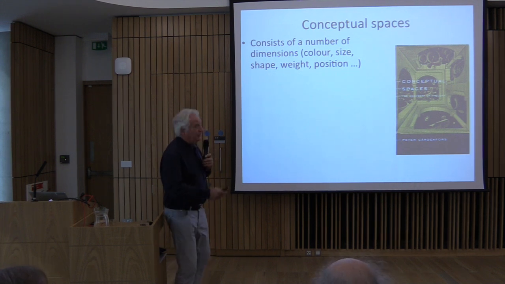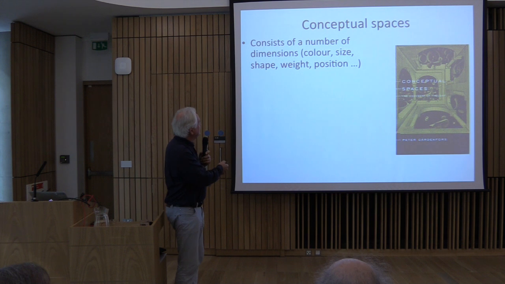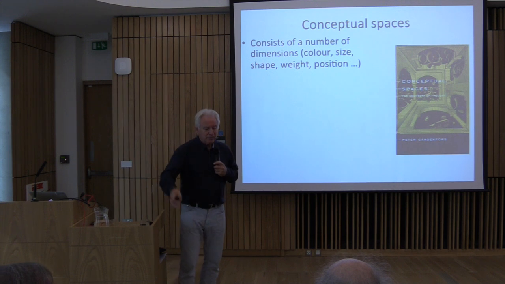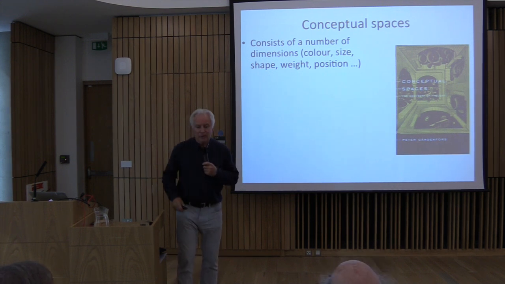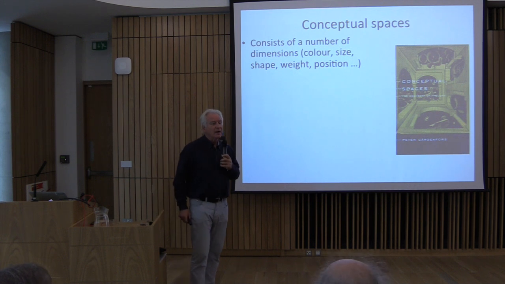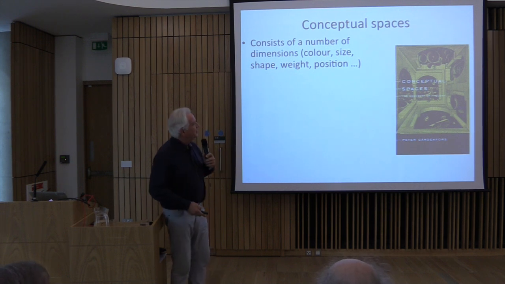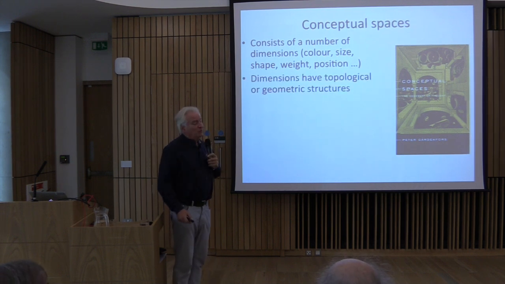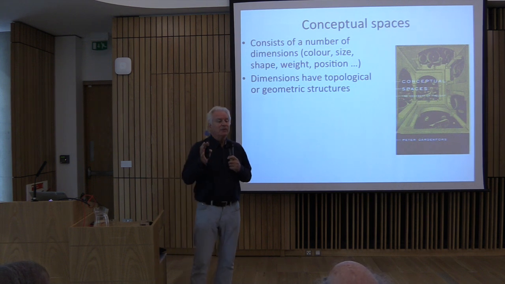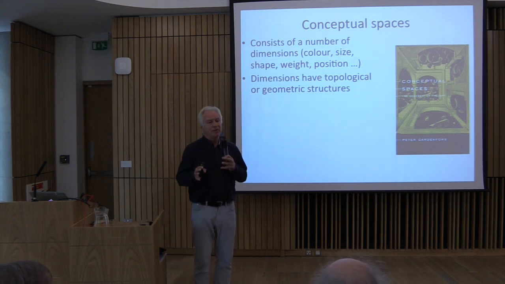A conceptual space is a space, and it has a number of dimensions. I already talked about the color space, the size space is one, shape space, weight space, position space, temperature, force, and so on. I don't have a finite list of dimensions or spaces here, but I'll give you examples. So that's a lack in my theory. I can't really define what goes into a conceptual space and what doesn't. What is important for me is that these dimensions have some kind of topological or geometric structures.